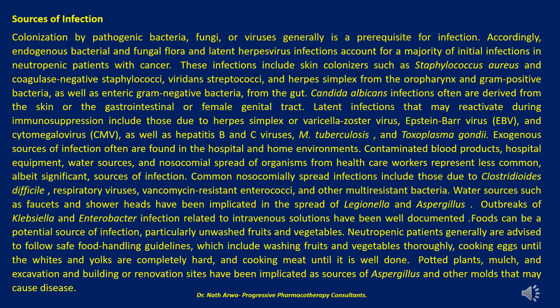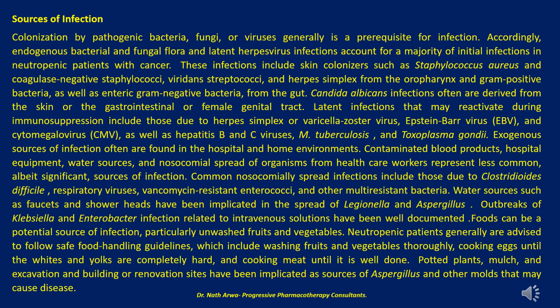Contaminated blood products, hospital equipment, water sources, and nosocomial spread of organisms from healthcare workers represent less common, albeit significant, sources of infection. Common nosocomially spread infections include those due to Clostridioides difficile, respiratory viruses, vancomycin-resistant enterococci, and other multidrug-resistant bacteria. Water sources such as faucets and shower heads have been implicated in the spread of Legionella and Aspergillus. Outbreaks of Klebsiella and Enterobacter infection related to intravenous solutions have been well documented.